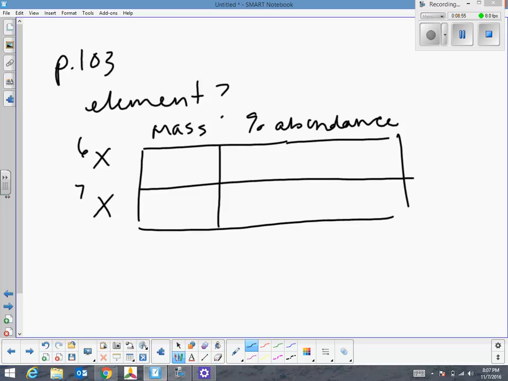So for the mass of isotope X6, we have a mass of 6.015 AMU. And for 7, we have 7.016 AMU. Now the relative abundance, isotope 6 here is not as abundant. It's about 7.5%. And for 7, it's 92.5%. So what element are we looking at here?